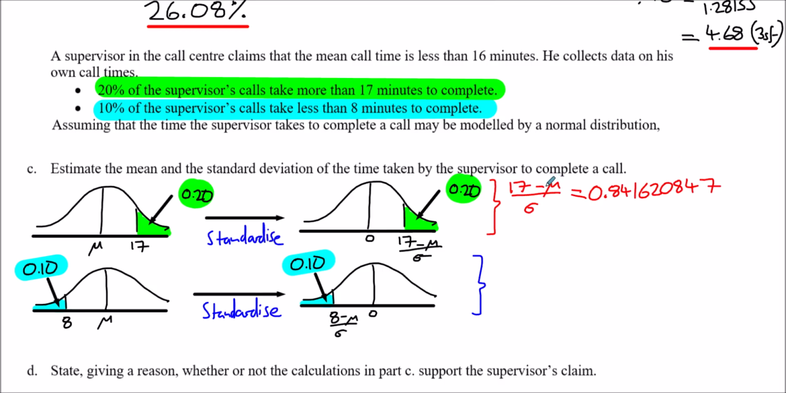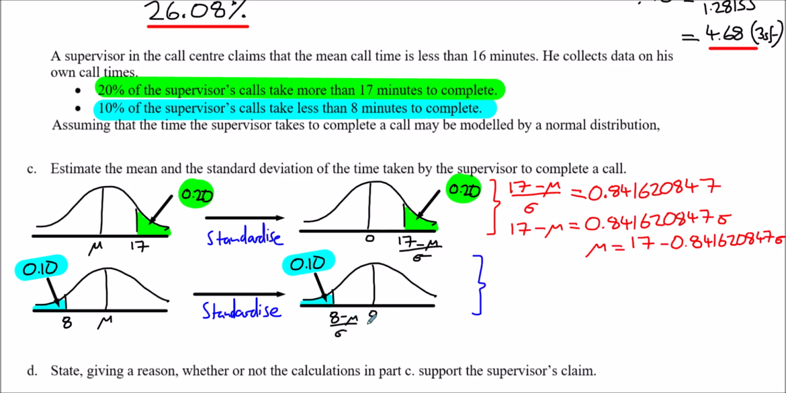I need to rearrange this now, so I can multiply all sides by sigma. So 17 minus mu equals 0.841620847 sigma. So therefore mu equals 17 minus 0.841620847 sigma.